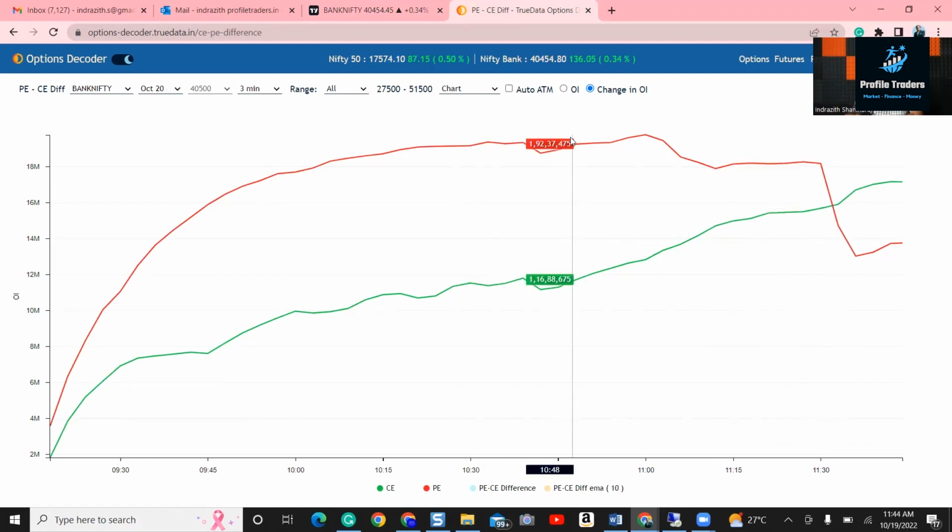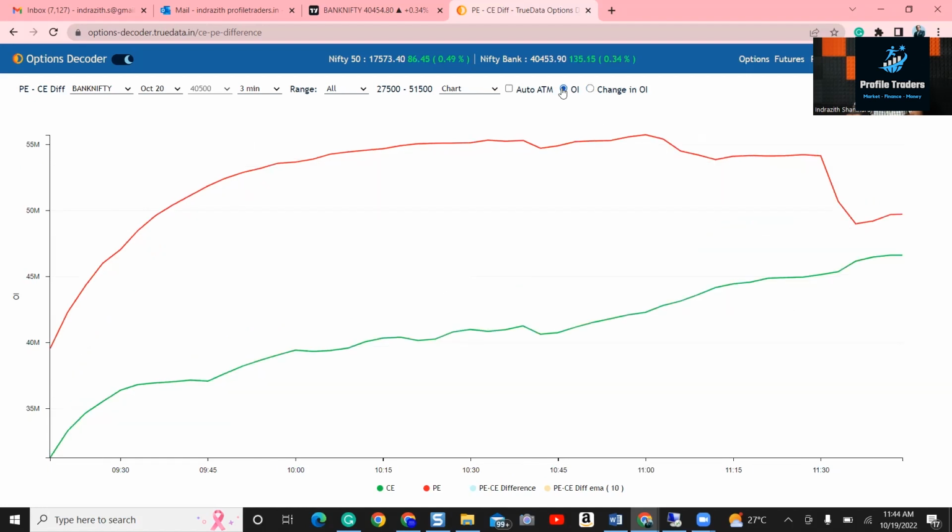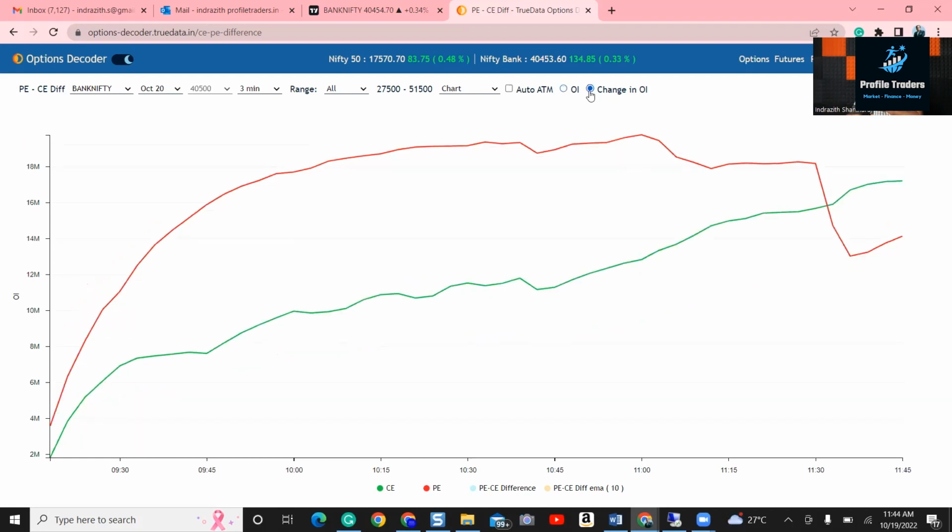Now this is change in OI today, but you can also view OI. There is a big difference between OI and change in OI. OI is accumulated OI, total OI, whereas change in OI is only the change which occurred today. So this is change in OI. By default, usually I use range all.